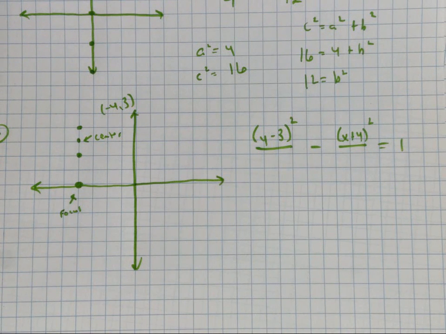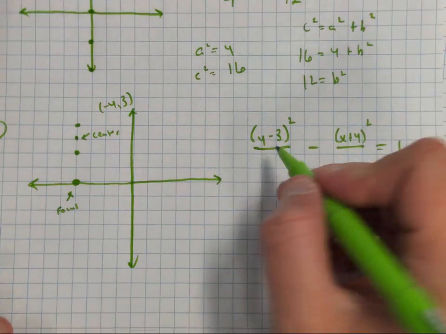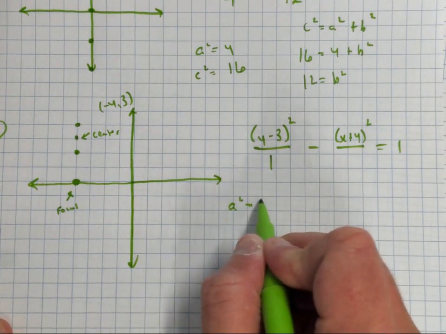A always comes first. What is the definition of A? From the vertex to the center. How far away is the vertex from the center? What's 1 squared? 1. So you put 1 right here. So A squared is equal to 1.